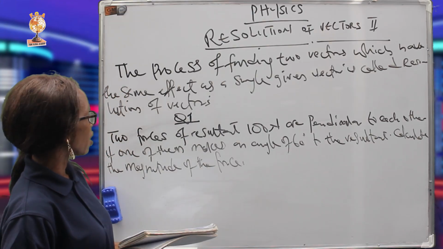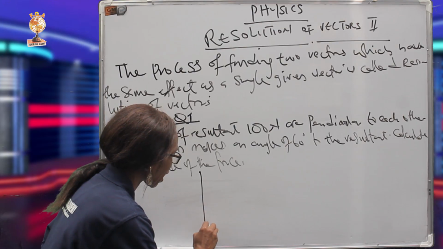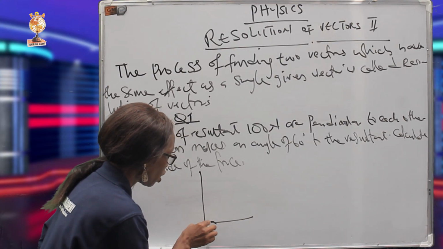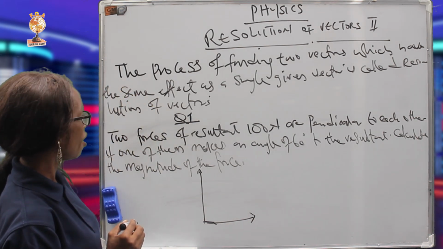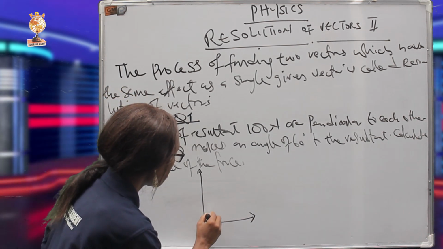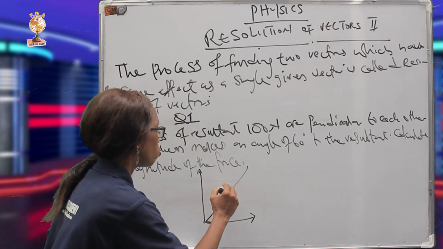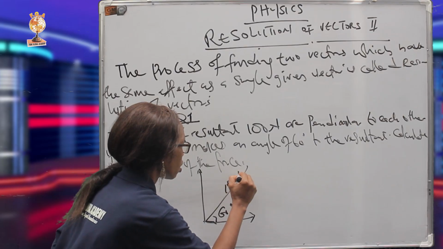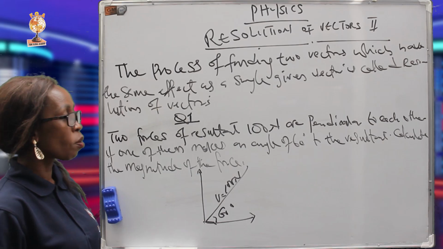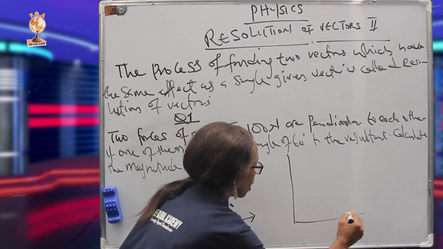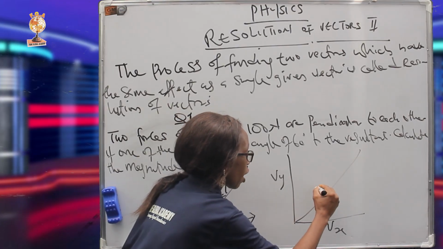Let's go. Now I said two forces and they are perpendicular to each other. Perpendicular means the two lines cannot meet. So one is up, the other one is down. And if one of them makes an angle of 60 degrees to the resultant, which is 100 newtons, V is equal to... In our last class, remember we did something like this, and we said this is Vx, this is Vy, and this is the resultant V.